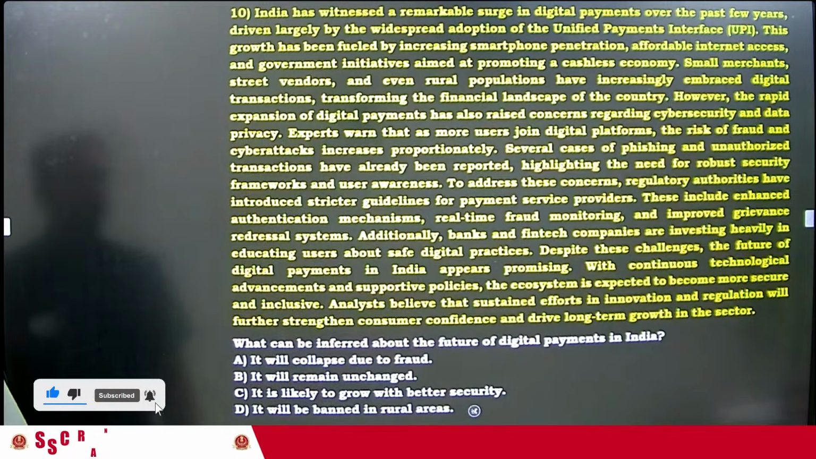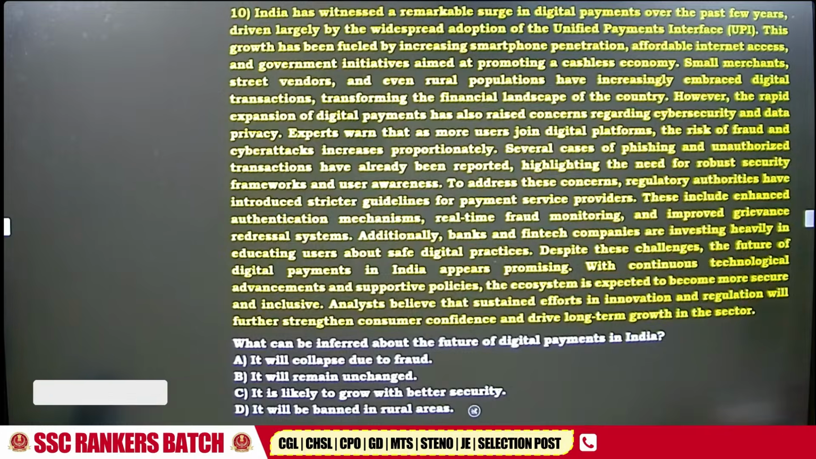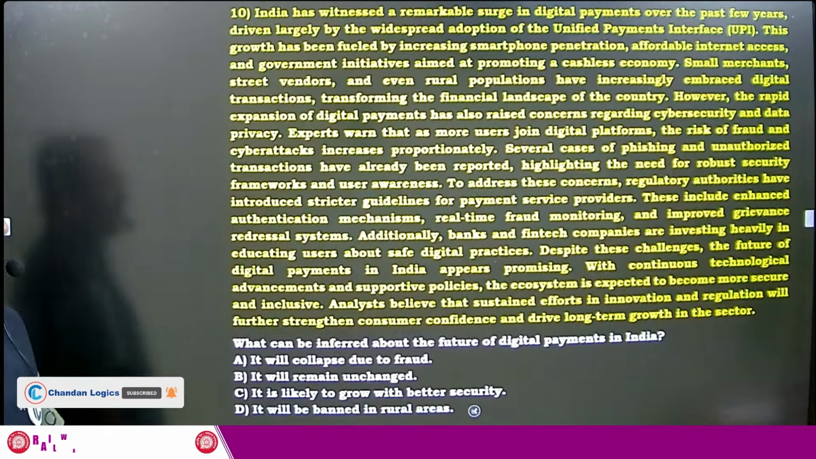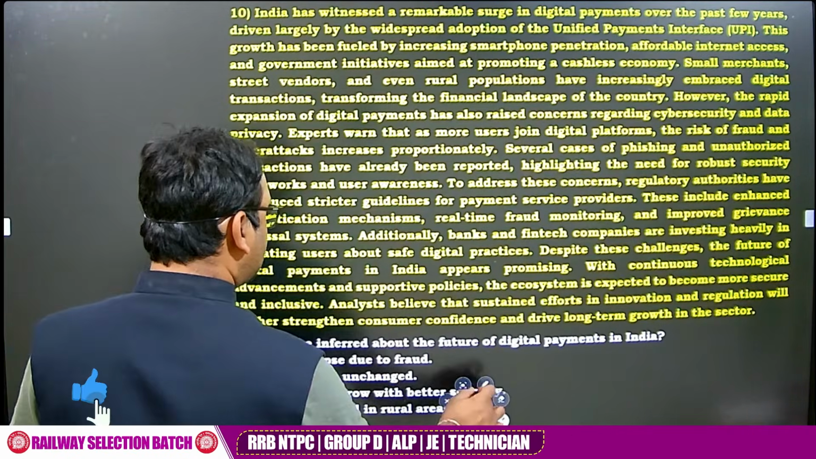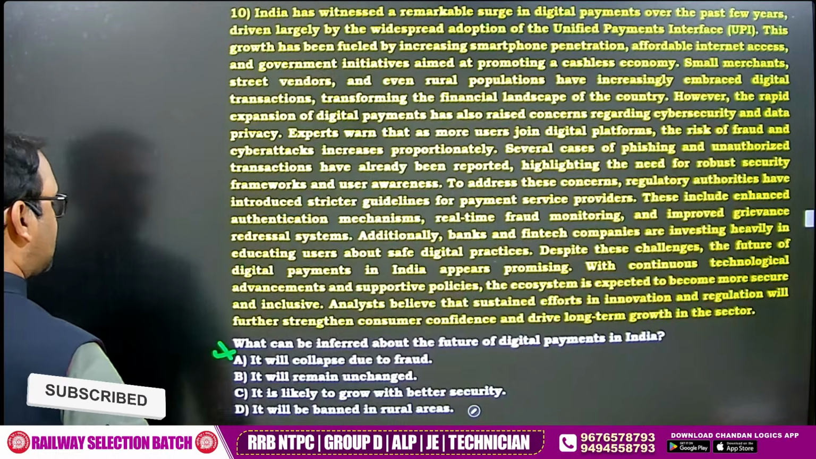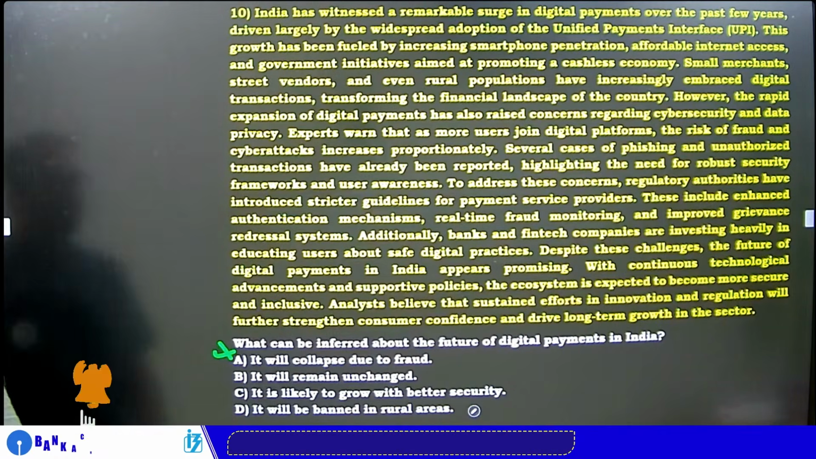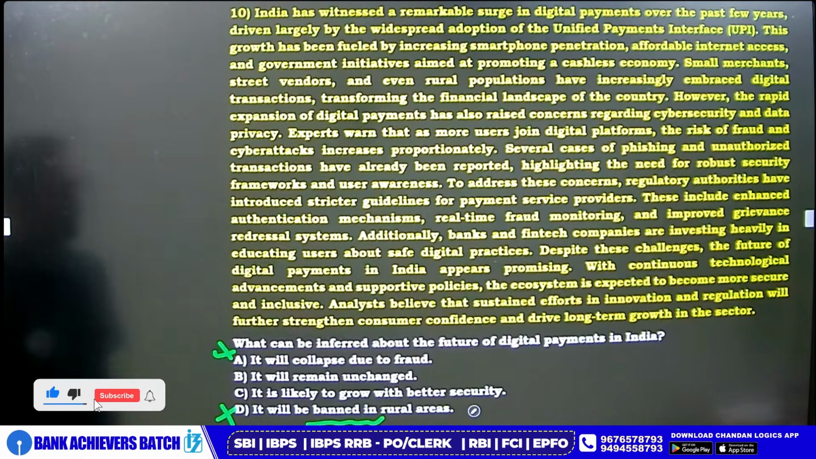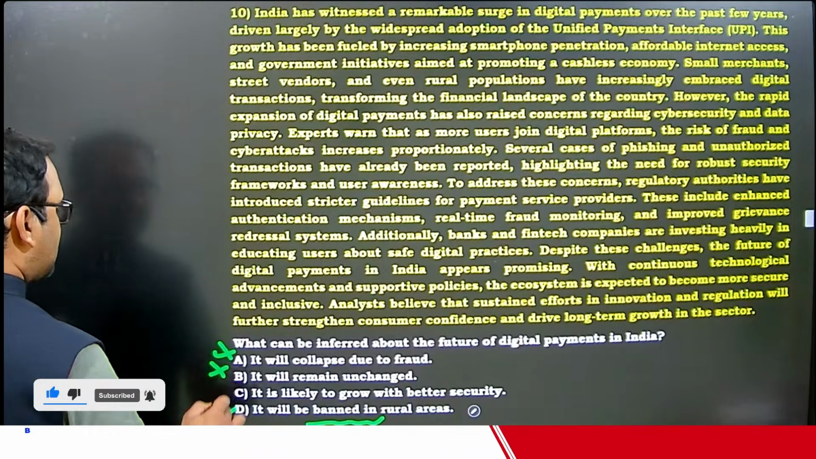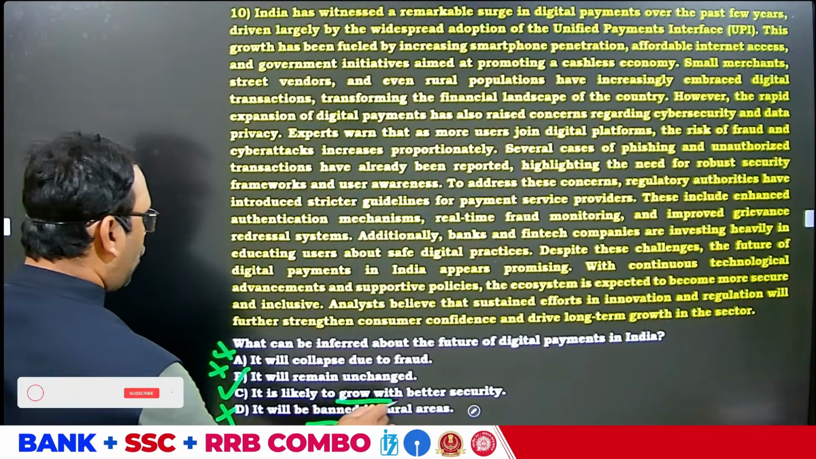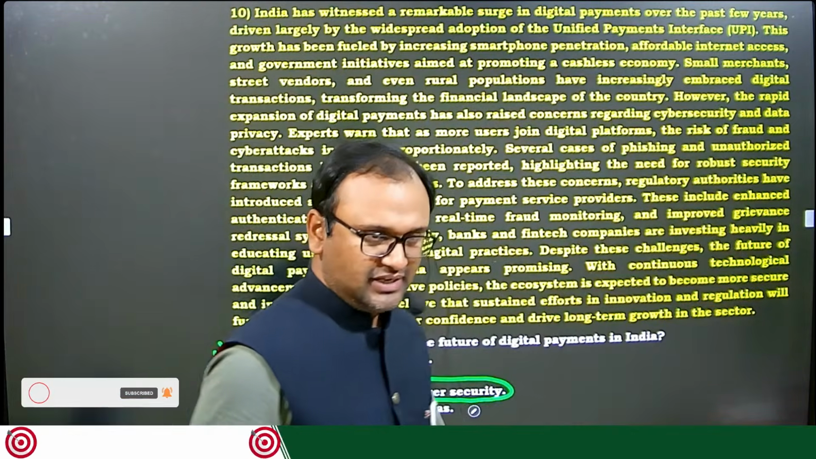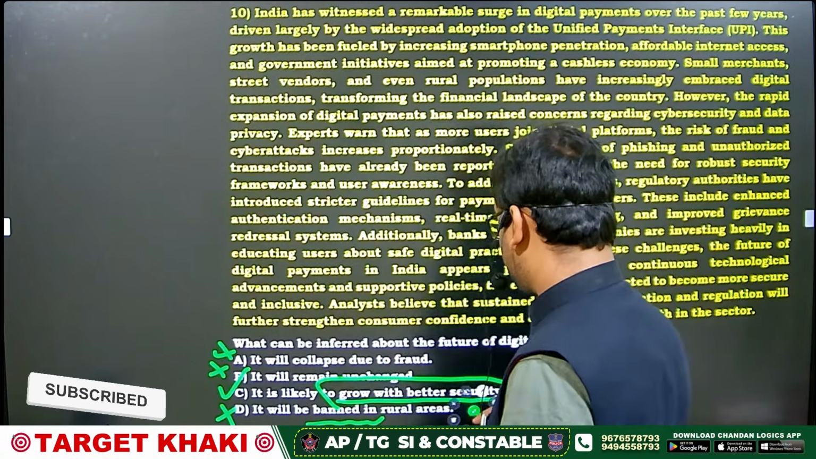What can be inferred about the future of digital payments? Guys, what do you think the future is going to be? Do you think digital payments are going to collapse? Not at all. Do you think in the future digital payments are going to be banned in India? No. Do you think it will not change? No. It's likely to grow with better security. Yes. Digital payments have to be there with better security features.